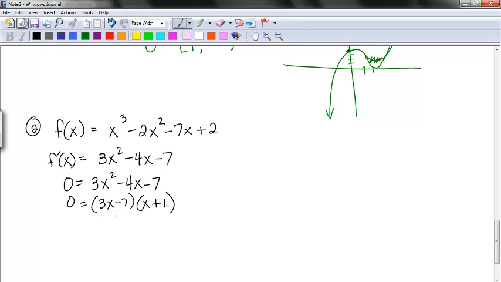Set both those equal to 0. 0 equals 3x minus 7. If you add 7 and divide by 3, x equals 7/3 or 2 1/3. Set x plus 1 equals 0. x equals negative 1.